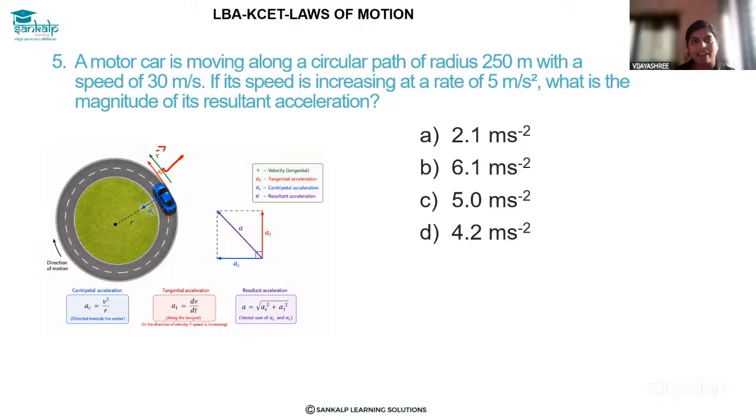Centripetal acceleration always points directly inward. Its direction is towards the center of a circular path, along the radius of the circular path.